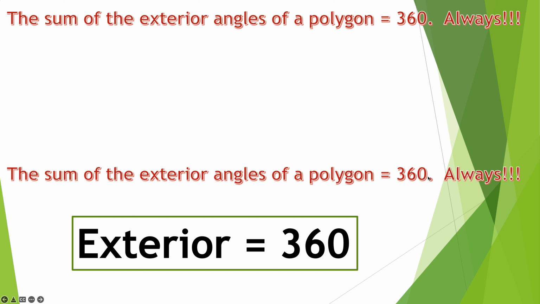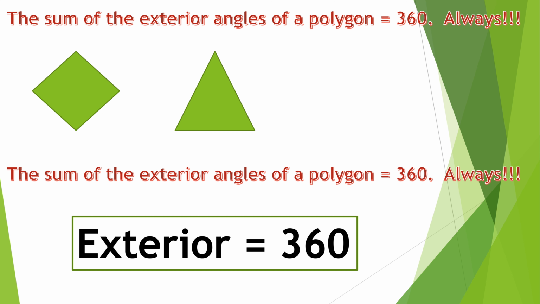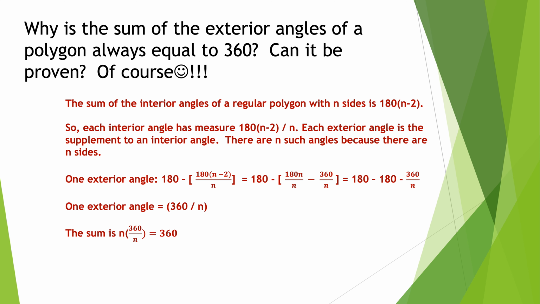The sum of the exterior angles of a polygon is 360. Always, always. It never changes. There's no formula to remember. The sum of the exterior angles of a polygon is always 360 degrees. So if you have a square, a quadrilateral, a triangle, a hexagon, it doesn't matter. They're all 360 degrees. Now, why is the sum of the exterior angles of a polygon always equal to 360?